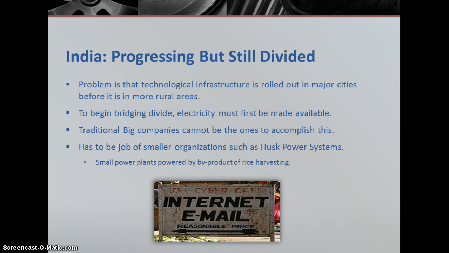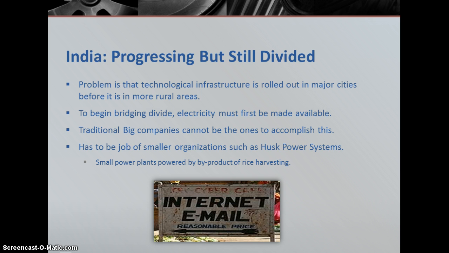To begin to bridge the digital divide in India, the most fundamental resource has to be realized, and that is electricity. The traditional way of large companies forming one big power grid becomes a complex operation, and it is further hampered by what they stand to gain economically from servicing isolated regions. To provide electricity to more rural areas, it has to be the job of smaller organizations. One such organization is called Husk Power Systems.